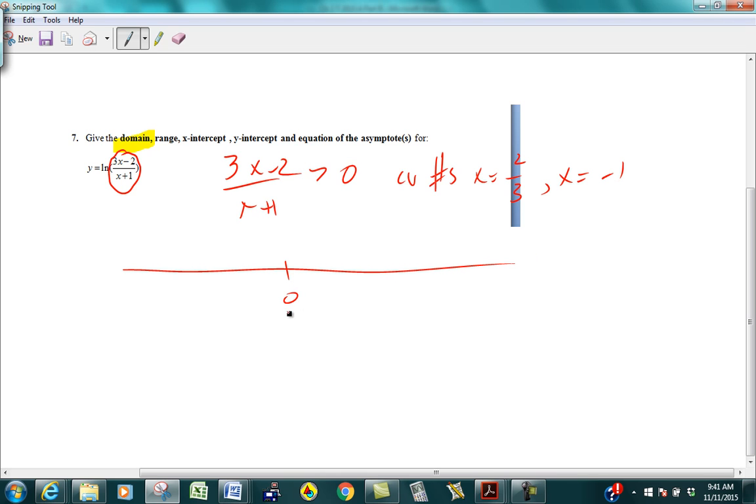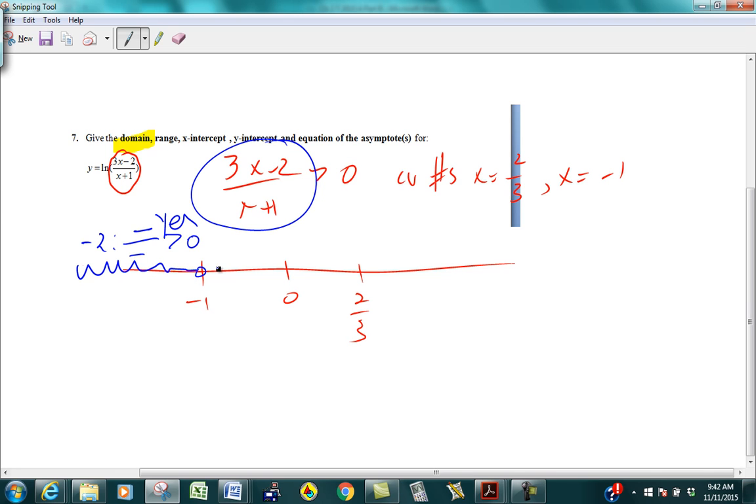So here's 0, here's minus 1, here's 2/3, and you do your testing of numbers. We've done this before. Let's say you test the number -2. You put it in here, and you know that the top is negative, the bottom is negative, and clearly that's greater than 0. So you shade that part, with a hole at the endpoint. Then you choose another number like 0 and test that inequality out. You get negative at the top, positive at the bottom. There's no way this is going to be greater than 0, so you don't shade there.